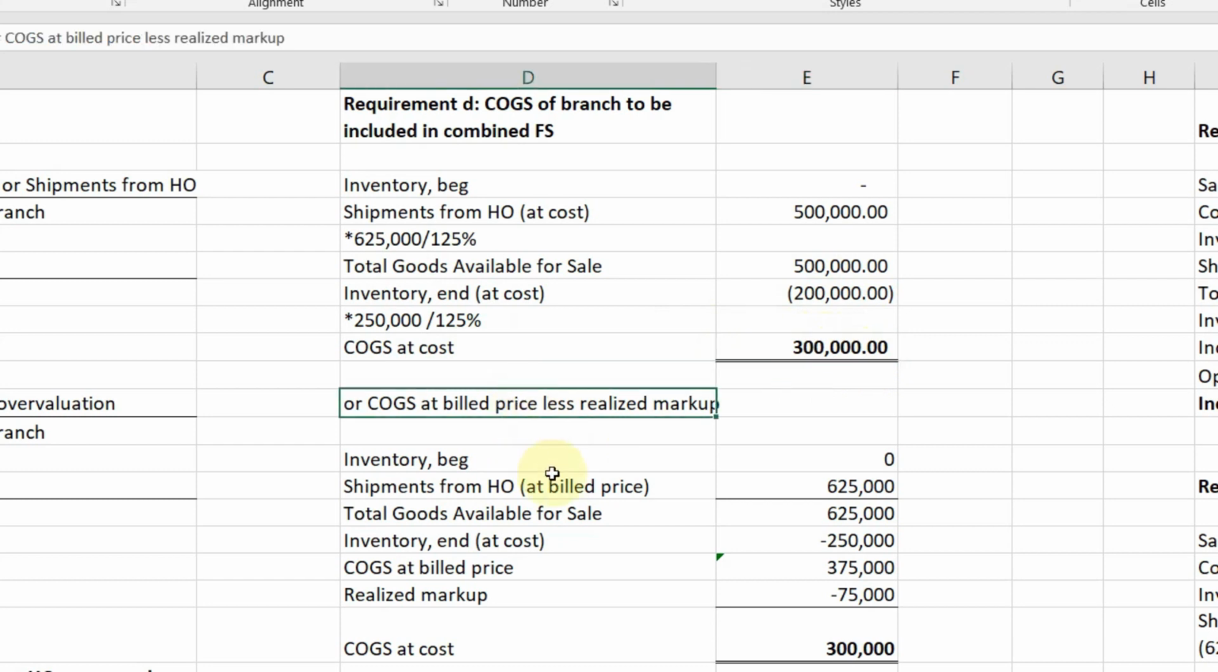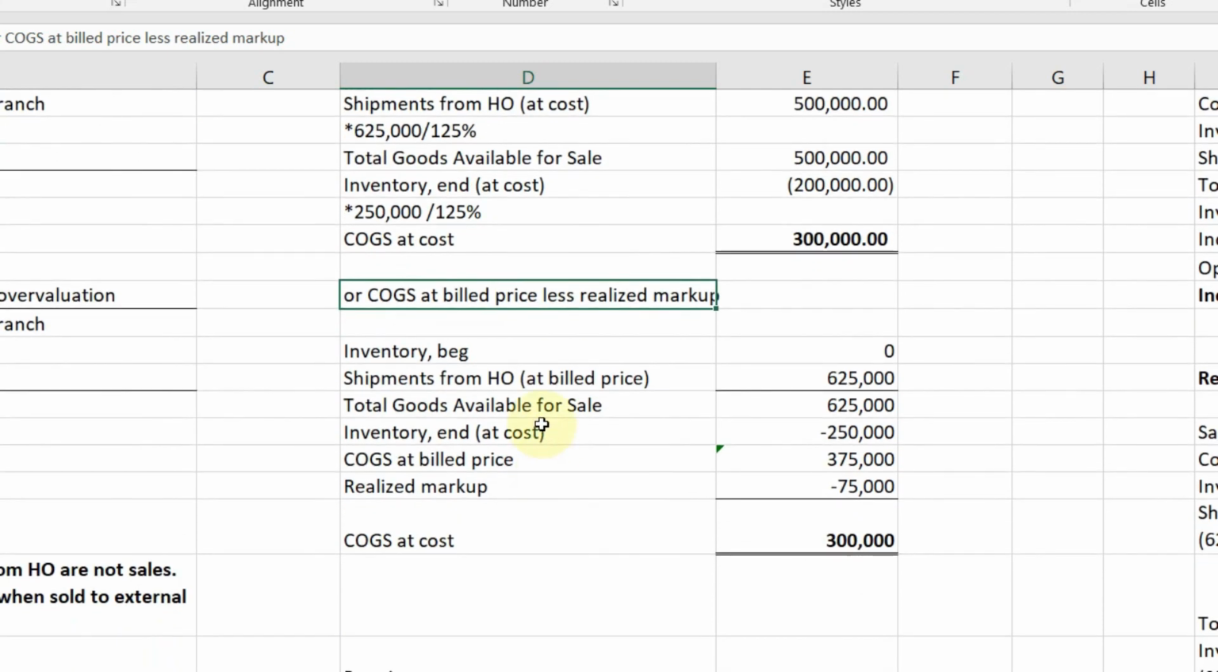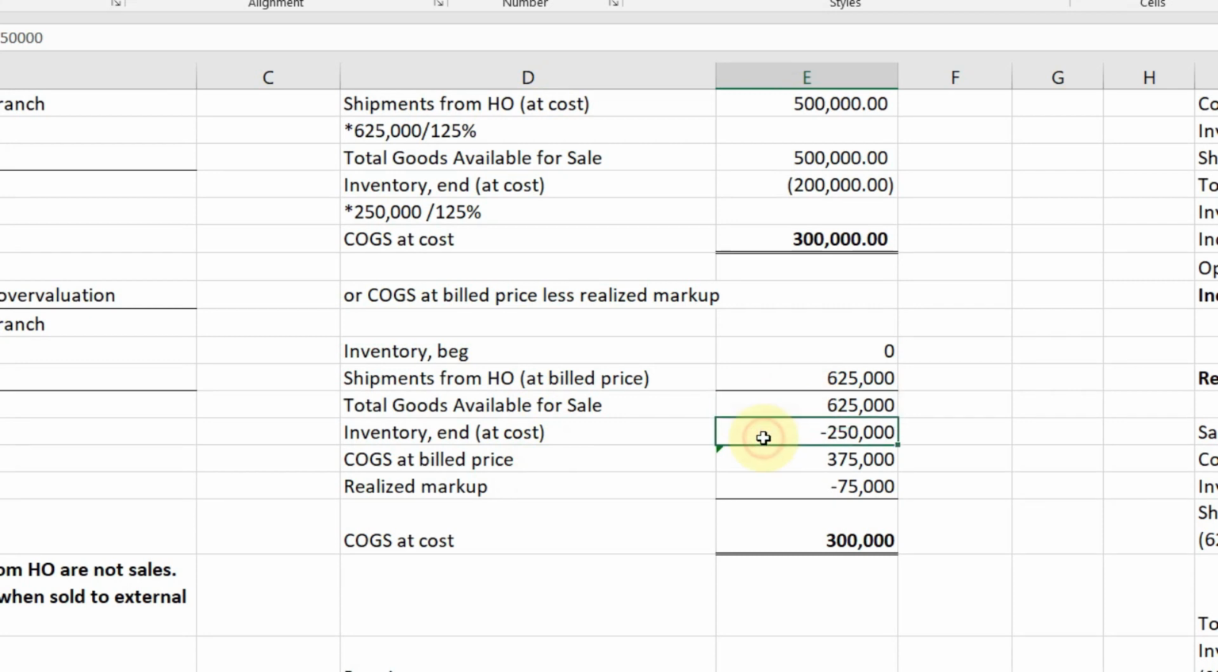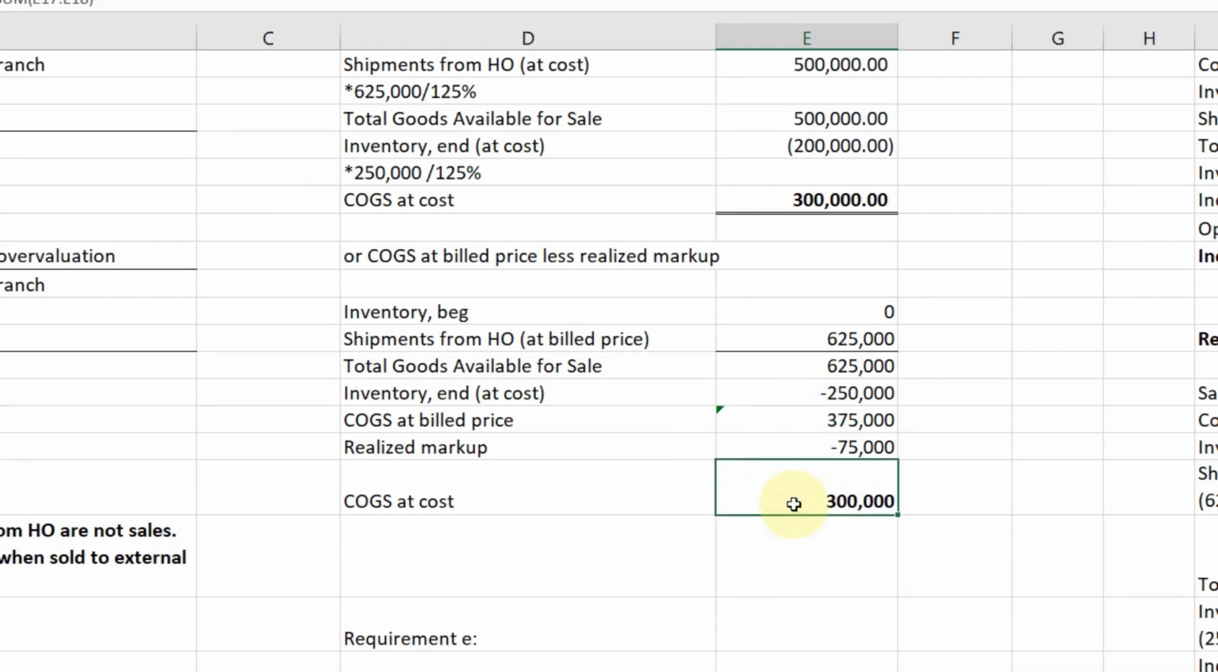COGS at billing price less markup. So, dire-diretso ka lang. 0, 625 na shipments from HO. You have total TGAS. You have TGAS of 625. Then, you deduct ending na 250,000. Then, you have COGS at billing price na 375. Deduct the realized markup. You'll get a COGS at cost of 300,000.